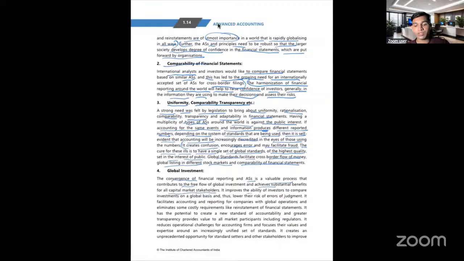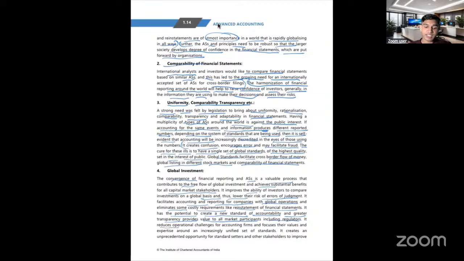It improves the ability of investors to compare investments on a global basis, and thus lowers their risk of errors of judgment. It facilitates accounting and reporting for companies with global operations and eliminates some costly requirements like restatement of financial statements. It has the potential to create a new standard of accountability, and greater transparency provides value to all market participants, including regulators.